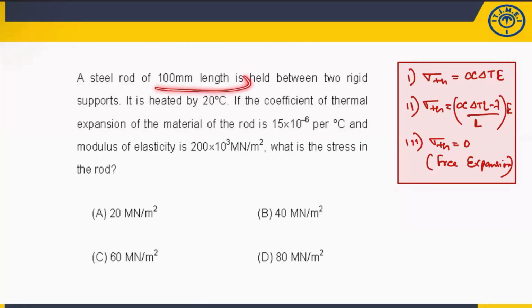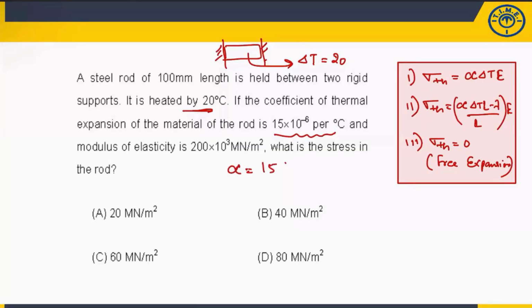Very simple. The steel rod of length is this 100 mm. Okay. Both ends are fixed. It is given as rigid supports. Heated by 20 degrees centigrade. That means delta T value is given as 20. Alpha value is given as 15 into 10 to the power of minus 6. Modulus of elasticity is also given.